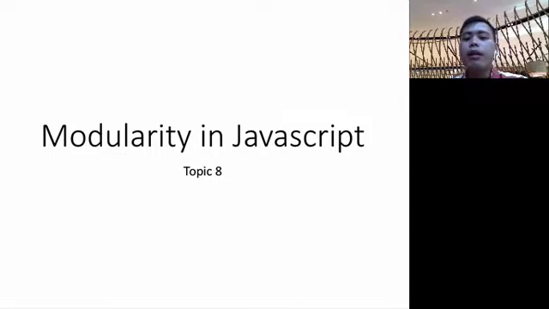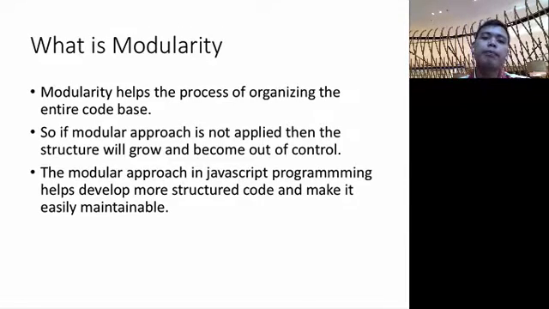So for topic 8, we talk about modularity in JavaScript. So what is modularity? Modularity helps the process of organizing the entire code base. So if a modular approach is not applied, then the structure will grow and become out of control because of too many elements happening in just one document where all codes are actually contained. So the modular approach in JavaScript programming helps develop more structured code and make it easily maintainable, so that you just have to adjust the modules in which the code would probably have bugs or errors.